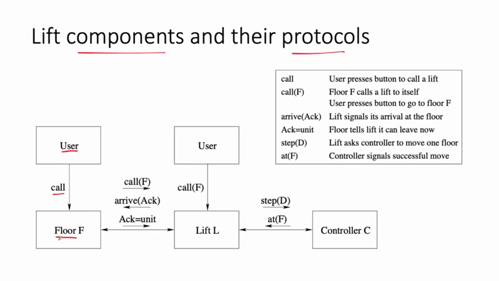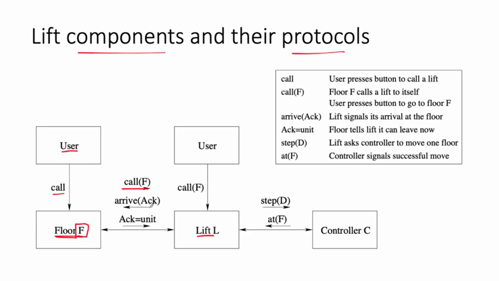So the floor sends a message to the lift. The floor will send a call F message to a lift, and the F is coming from floor F. So the floors will all have numbers or names. The floor sends a call F message to a lift. That means it tells the lift, please come to me. Of course the lift can receive many of these from many floors, okay?